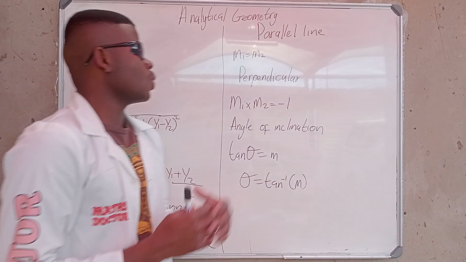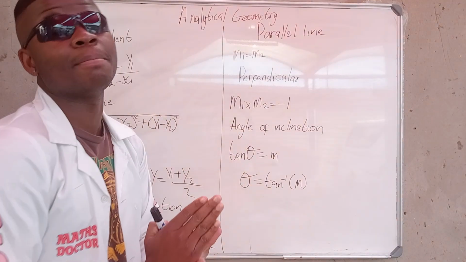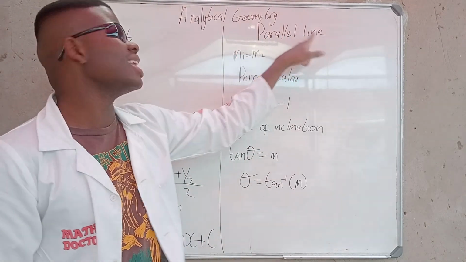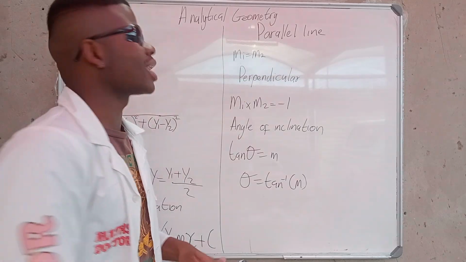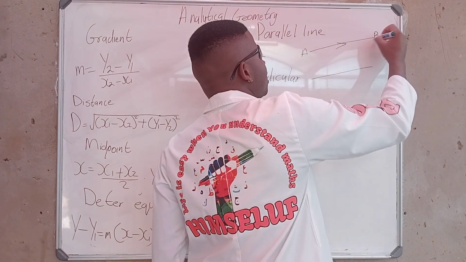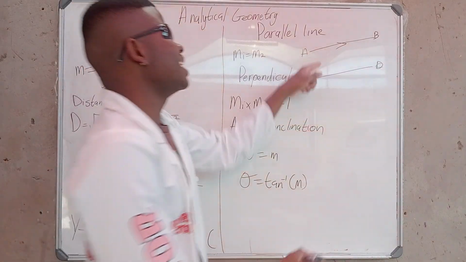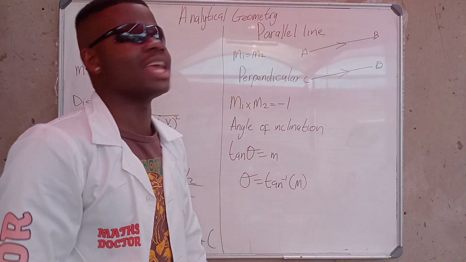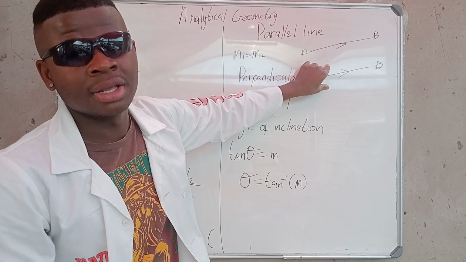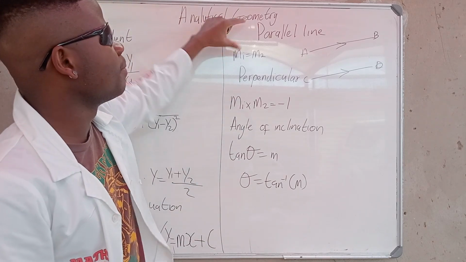Okay, so here is where you need to start paying attention, like life depends on it. Remember, when they say parallel lines, it means that gradient 1 is equal to gradient 2. Let's say we have two lines here, AB and CD. When they say these lines are parallel, it means the gradient that you find here is the gradient that you will find there, or the gradients are equal. Then okay, we are done with parallel lines.